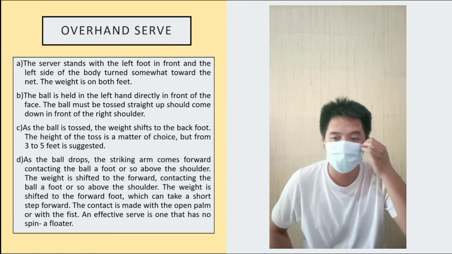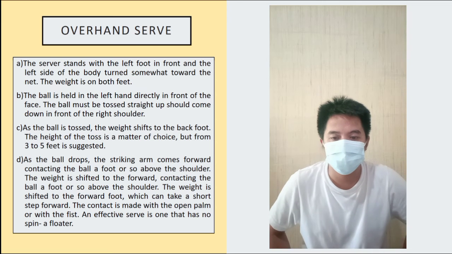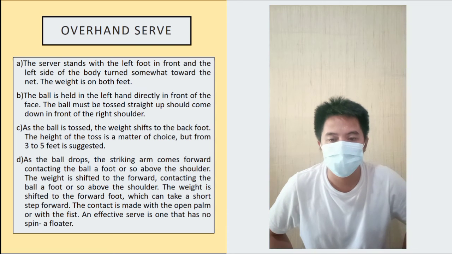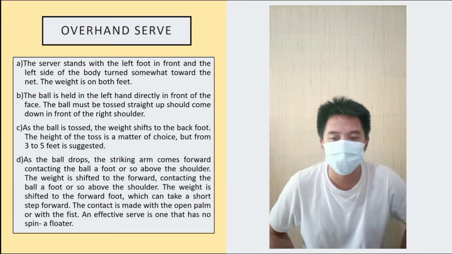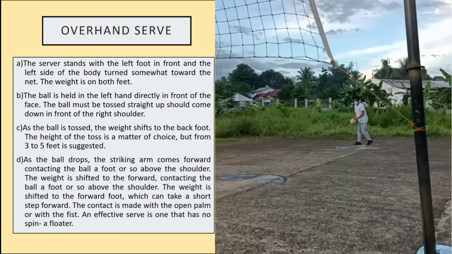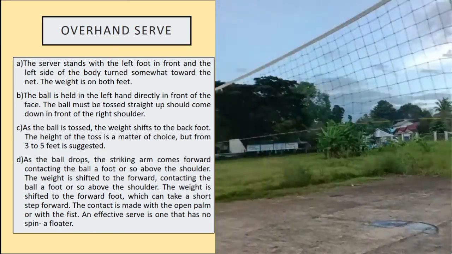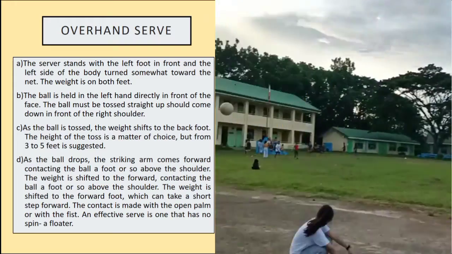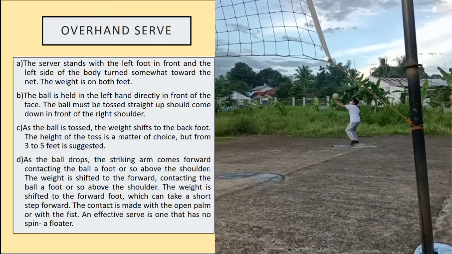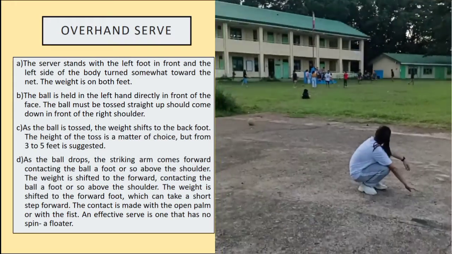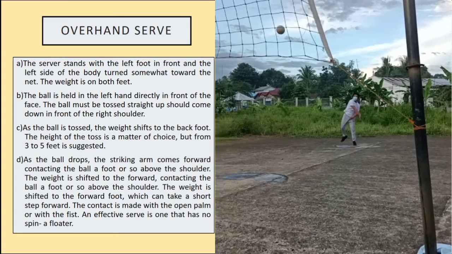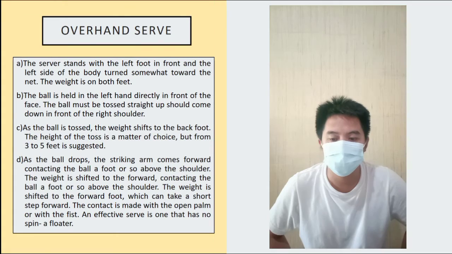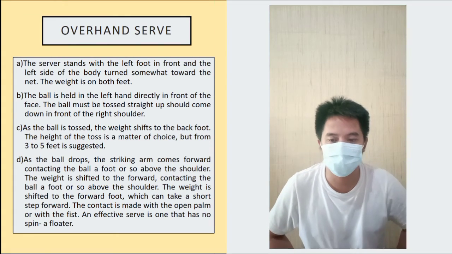An overhand serve. The server stands with the left foot in the front and the left side of the body turned somewhat toward the net. The weight is on both feet. The ball is held in the left hand directly in front of the face. The ball must be tossed straight up, and should come down in front of the right shoulder. As the ball is tossed, the weight shifts to the back foot. The height of the toss is a matter of choice, but from 3 to 5 feet is suggested.